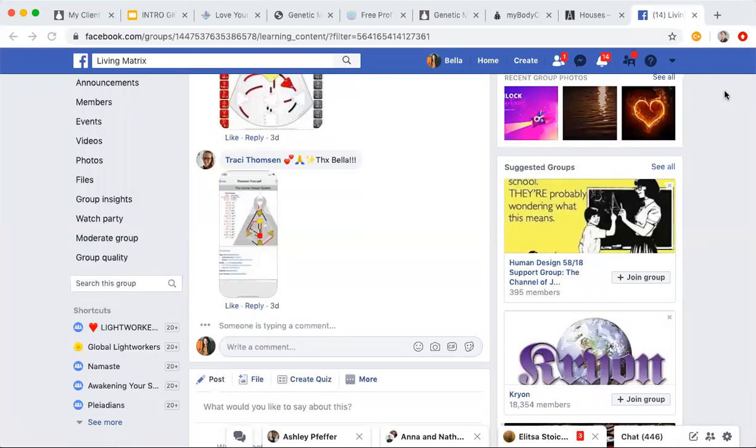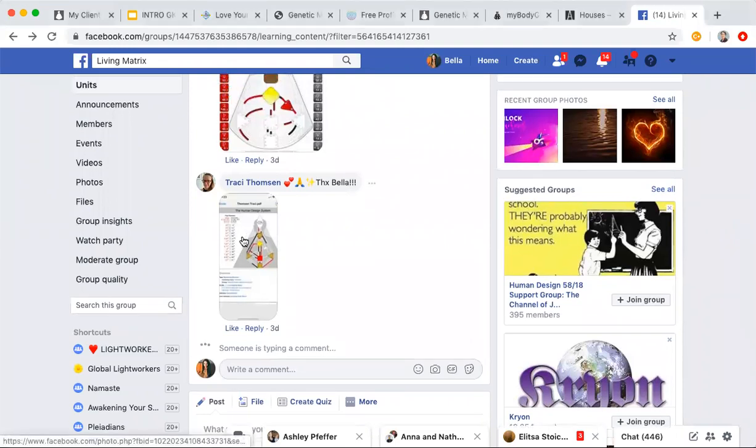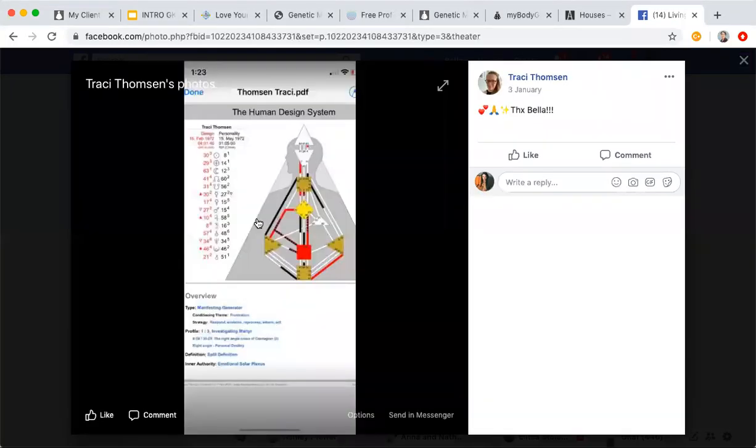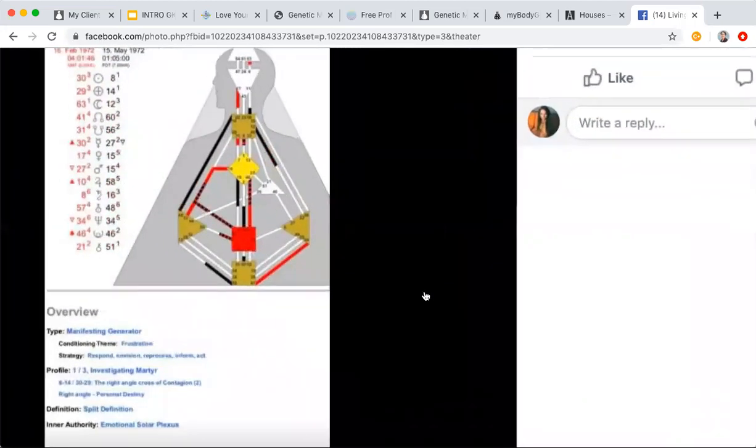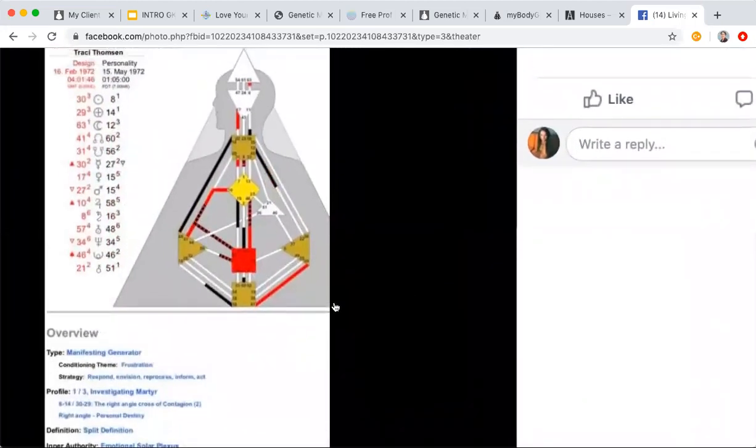Okay, so let's look at some charts. I think I'm going to start from the end today. So Tracy, and we have the human design chart. Let's make it bigger. Manifesting generator, and we have a 1-3 profile in the right cross angle of contagion.